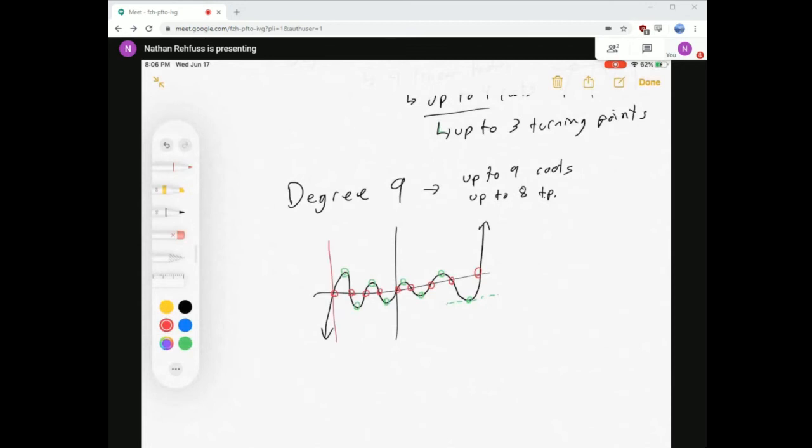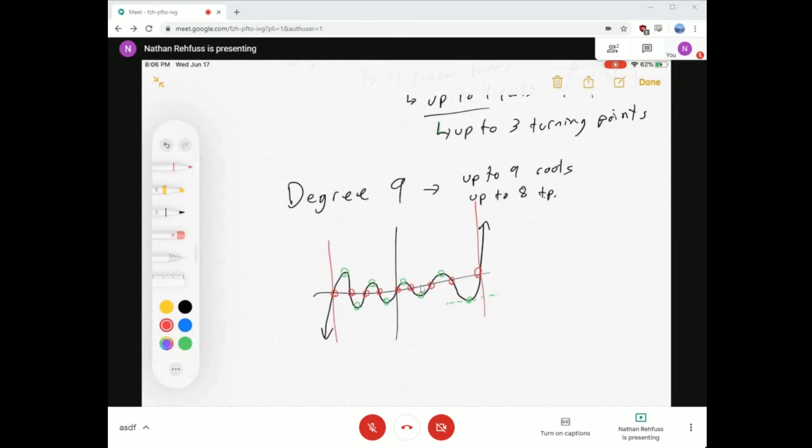Let me cut this off here. Look what happens in the end. All the roots and all the turning points are local. So when I'm in the end, by definition, I have run out of roots and I have run out of turning points. So we can't cross the x-axis.